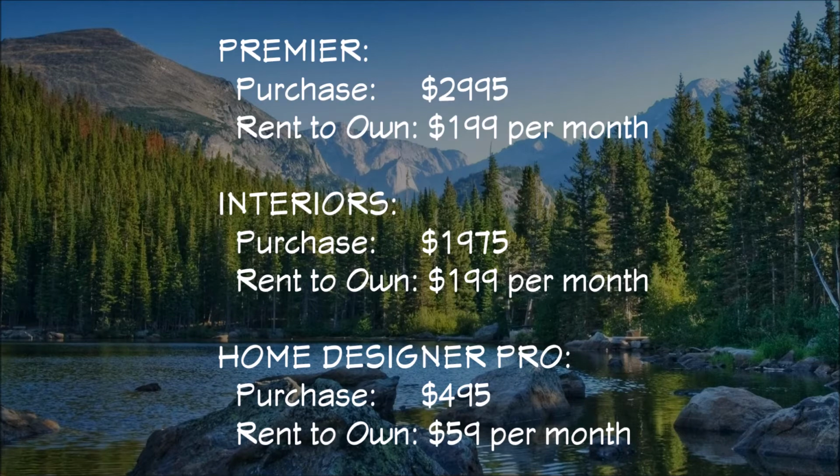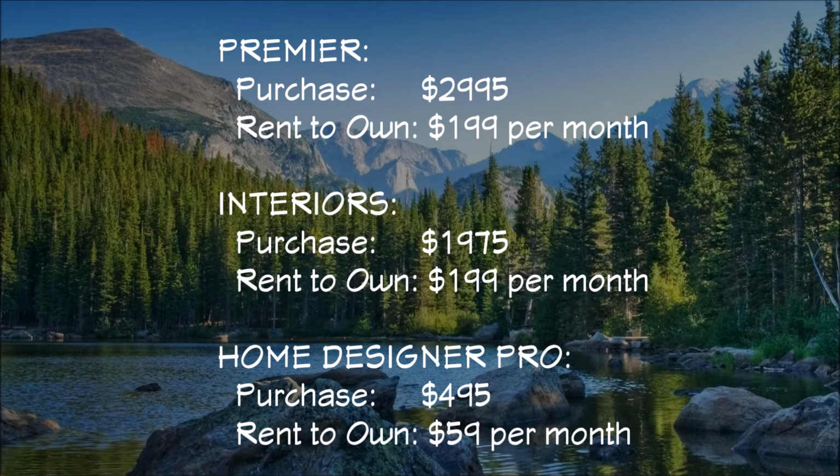So the first thing that I want to go over is the prices. Chief Architect Premier, to buy it outright, is $2,995. Or you can rent it for $199 a month. And with any of their products, if you choose the rental option, it is actually a rent to own. So once you rent it long enough to pay that full price, then you'd own it. So that's a really good option. Chief Architect Premier is their top level professional software, and it has all the program capabilities.